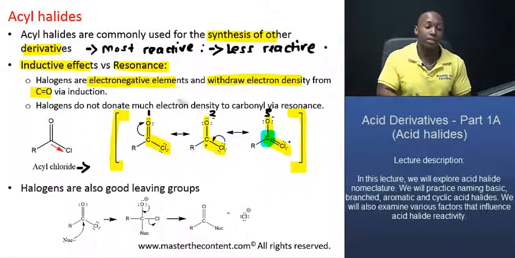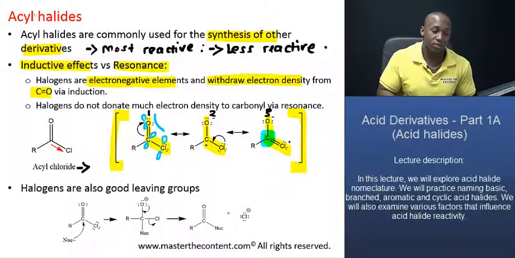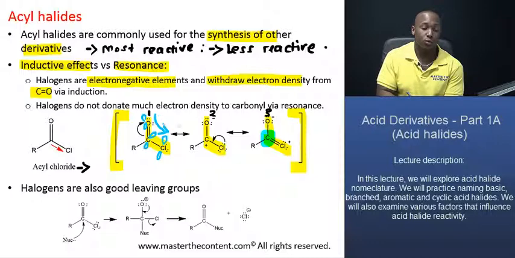So, for delocalization to occur, you need what is called effective orbital overlap. So, p orbital overlap. The p orbital of oxygen, right there, needs to overlap with the p orbital of carbon, which needs to overlap with the p orbital of that chlorine atom right there, which is what allows you to actually delocalize electrons across those 3 atoms. Now, if you don't have effective orbital overlap, then you cannot effectively delocalize electrons across those atoms.